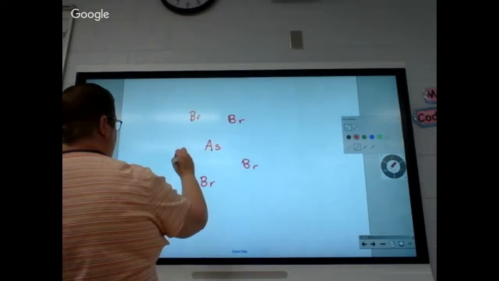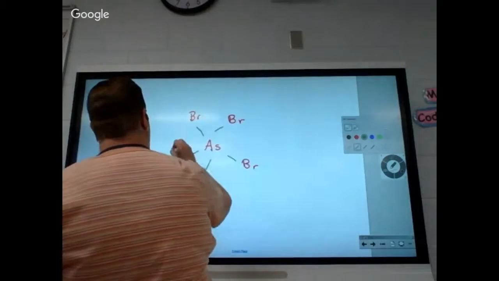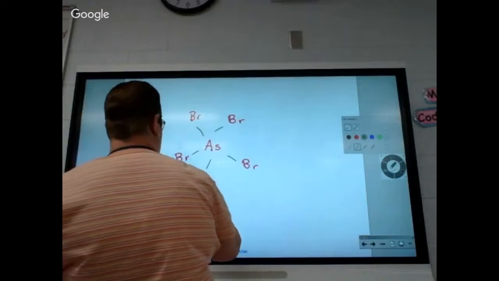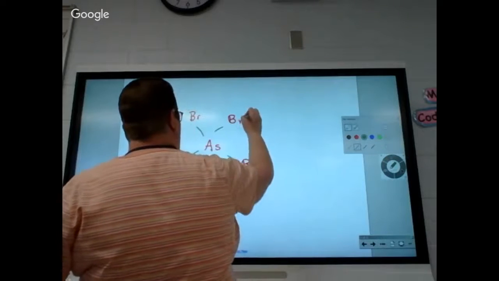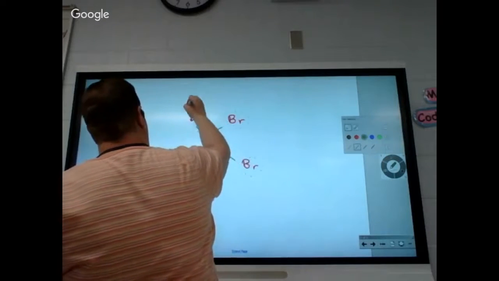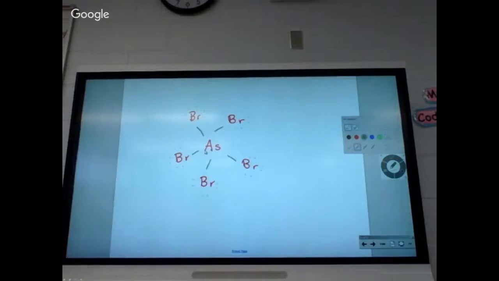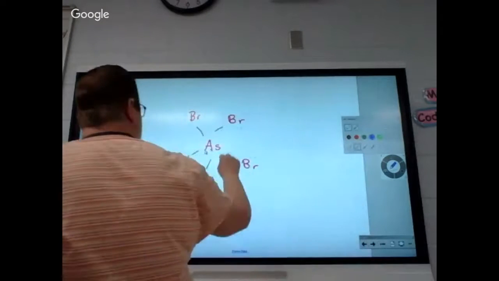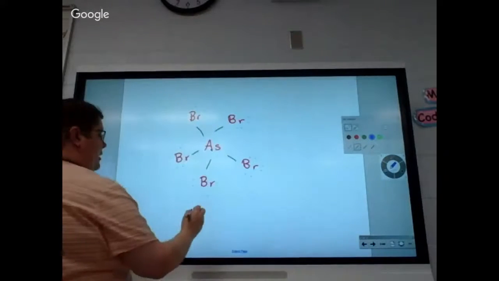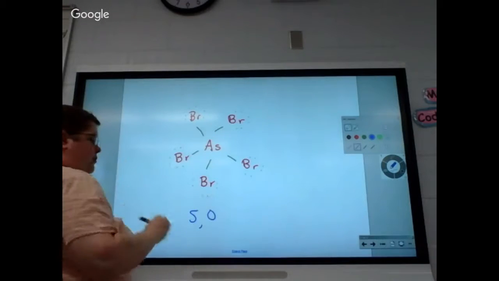All right, so we got 2, 4, 6, 8, 10. And we just keep going around. And we will miraculously wind up with 40. And everybody's going to have the magic number of what? 8. So, are we going to need a double or a triple bond here? No, it's just done. So, for the geometry, how many Brs do we have? How many lone pairs do we have? None. So, what geometry goes with 5 and 0?